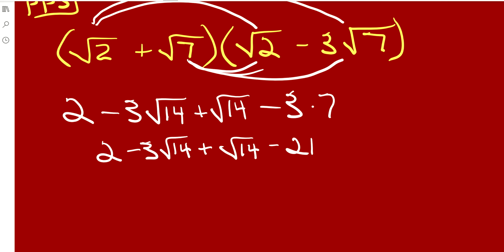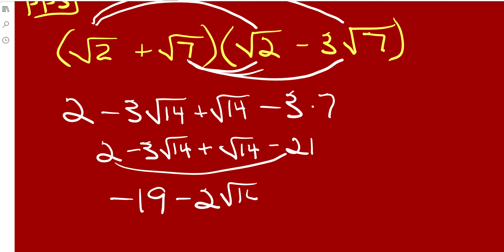And now let us simplify this. So I'm going to have my like terms combined. So I have 2 minus 21 is negative 19. And negative 3 root 14 plus 1 root 14 is going to be negative 2 root 14. And that's it. Done. That was a tougher problem, I think.